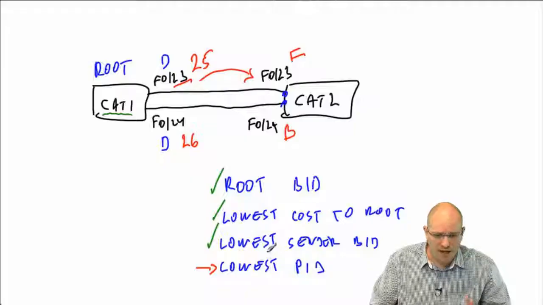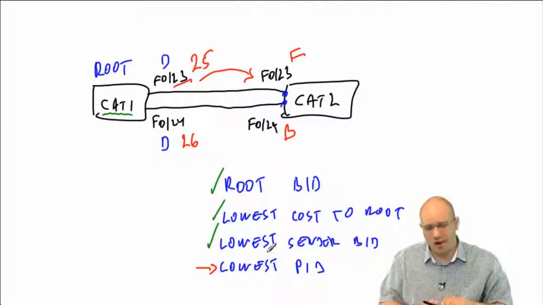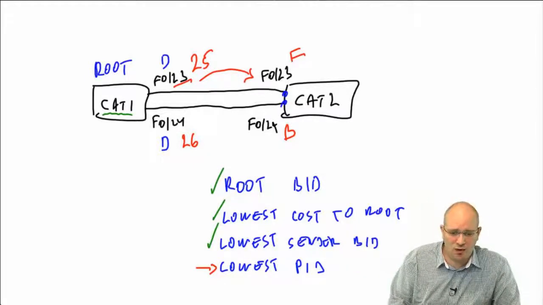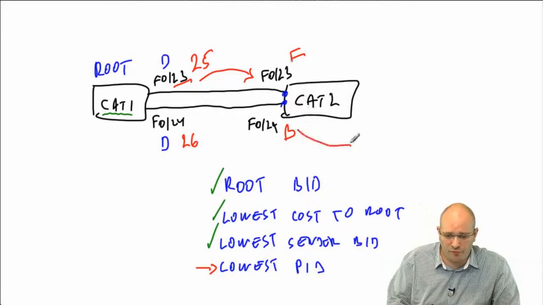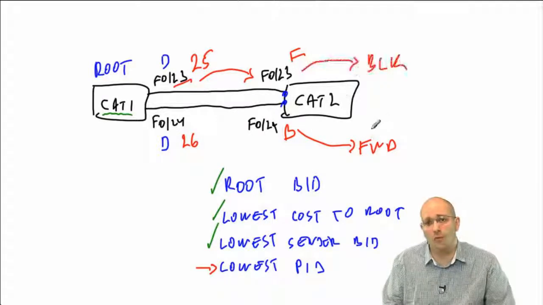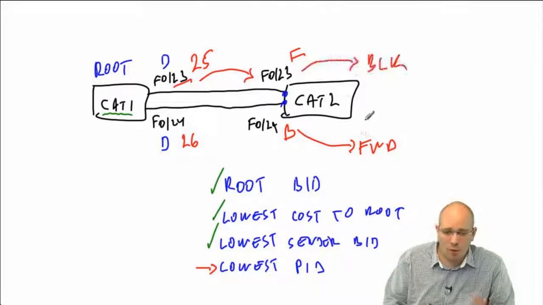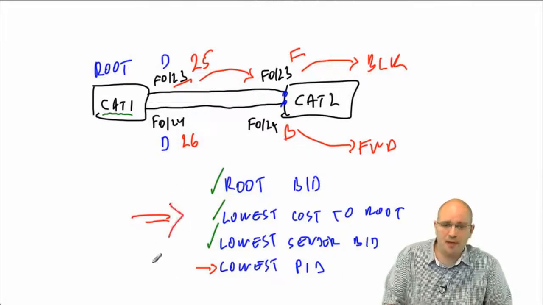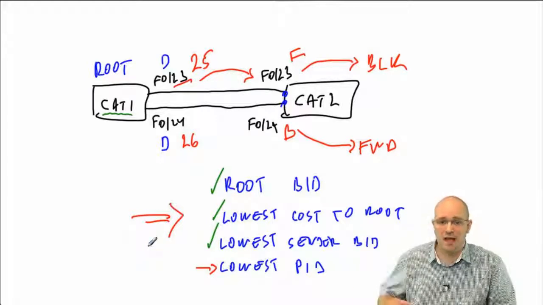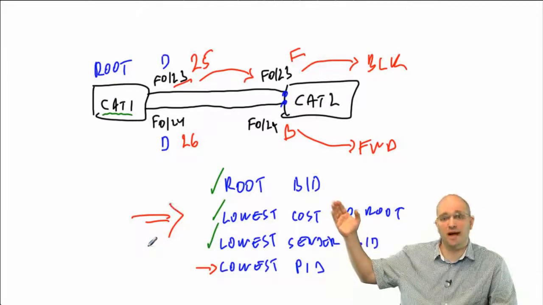So what if I wanted to actually have this reversed? What if I wanted to have my port 24 to be forwarding and to have port 23 to be blocking? How would I go about changing this? Well, I have to look at the tiebreakers. I have to look at the algorithm that is being used. Can I change the bridge ID?